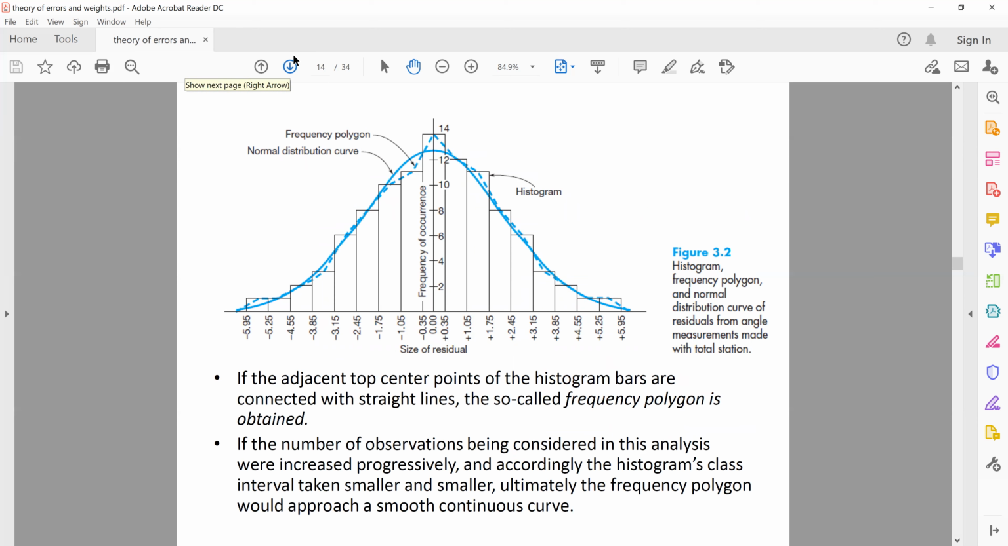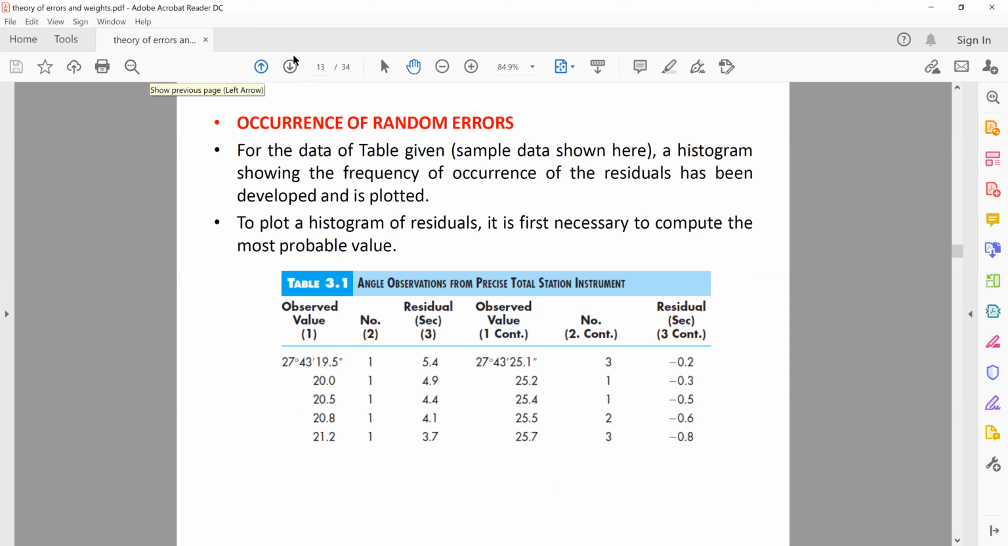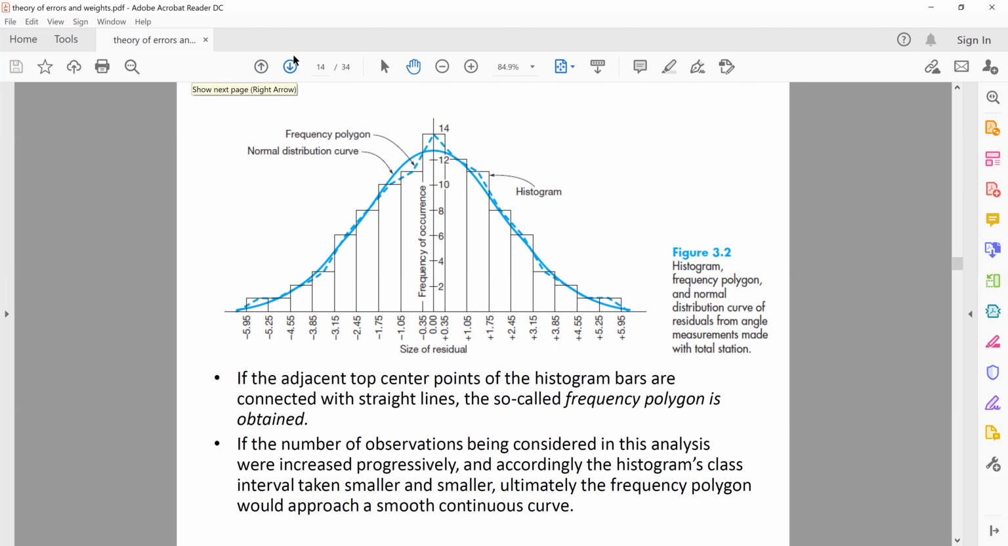On the y-axis, it is giving me the frequency of occurrence, and on the x-axis, the residual value. So what we have done is taken these observed values, calculated their average, called that average the most probable value, and then from the most probable value, we have subtracted all of these observations one by one, and calculated the residuals that you see in these columns. Then we have plotted a graph between the frequency of occurrence of a residual on the y-axis, and on the x-axis the size of the residual.